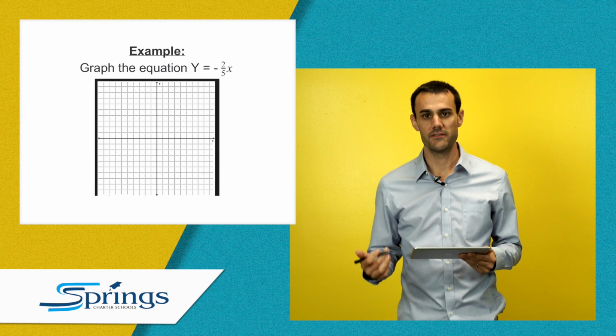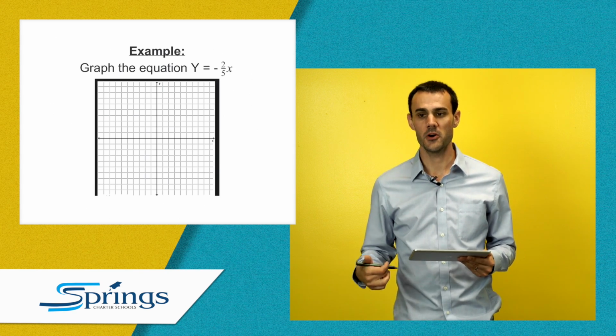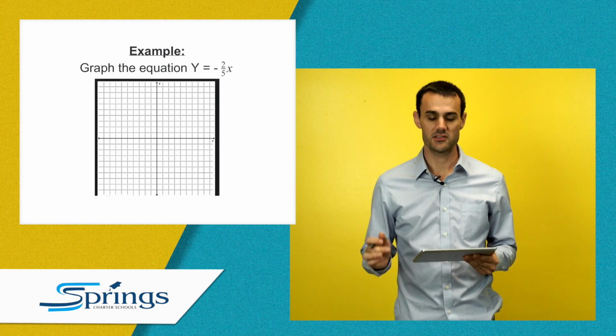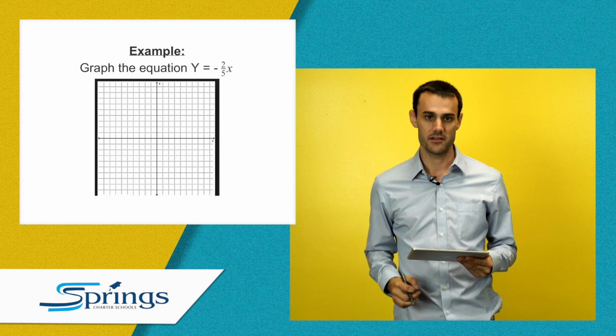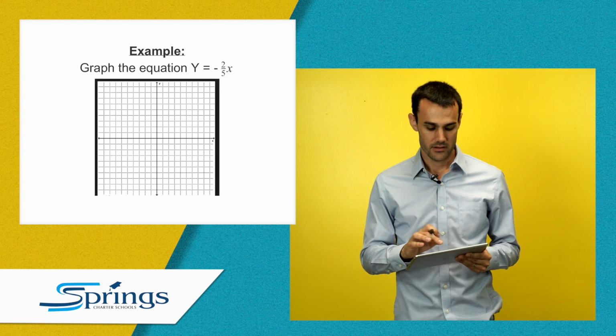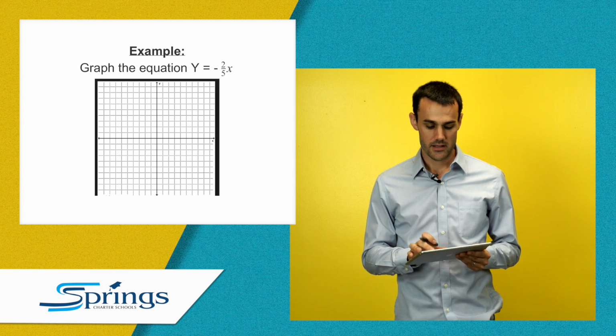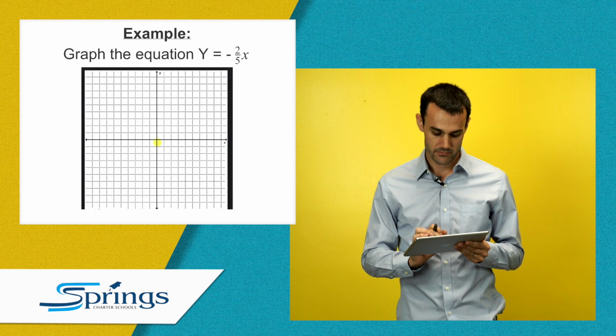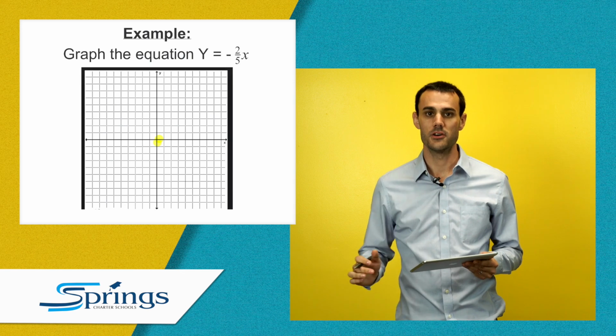Well, if there's no y-intercept listed, or no b listed in the equation, we're just going to start using the origin as our y-intercept. So go ahead and put your finger there in the middle, the origin, which is the point 0, 0. That's going to be my very first point. And I've got myself a little dot there at the origin now in yellow.